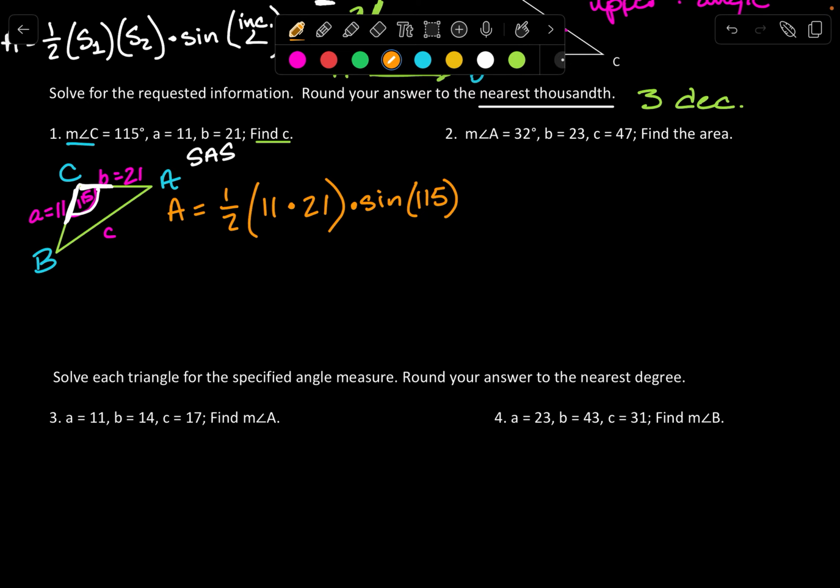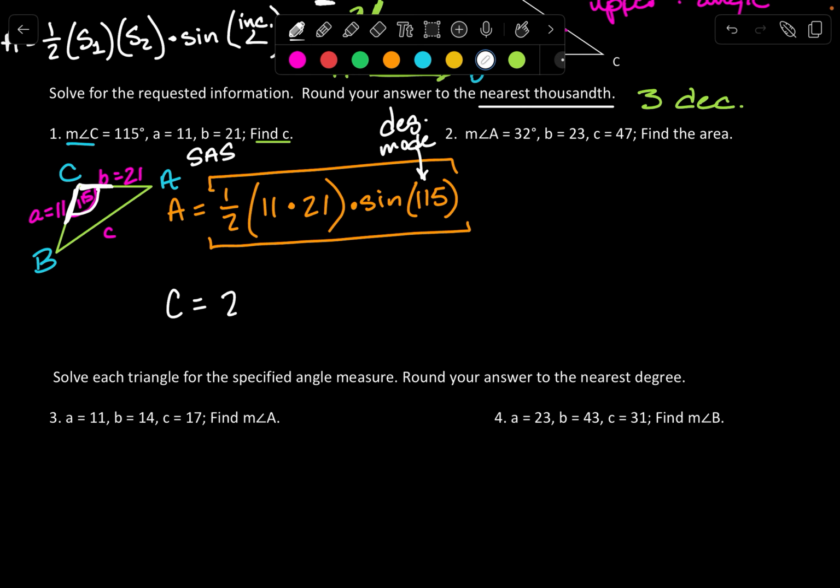So if you plugged this directly into your calculator, as is in degree mode, okay, you need to be in degree mode because the angle's in degrees. But if you plug this in directly into your calculator, you should get that the area equals 27.518. And they didn't give us any units for that, so we just need to leave it as is.